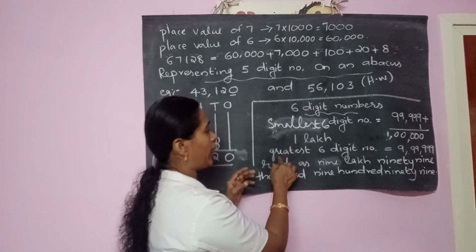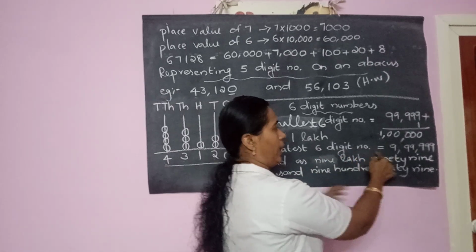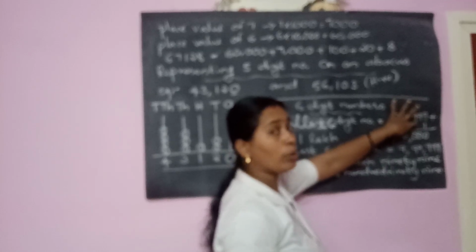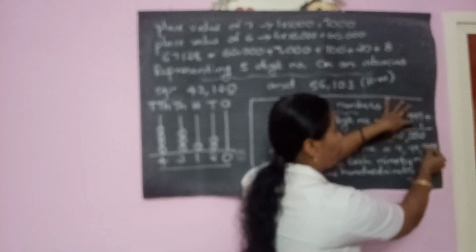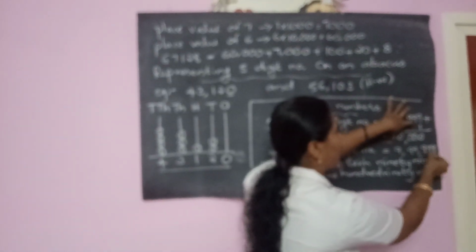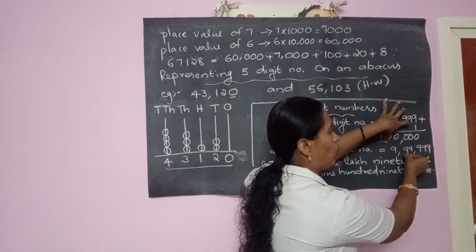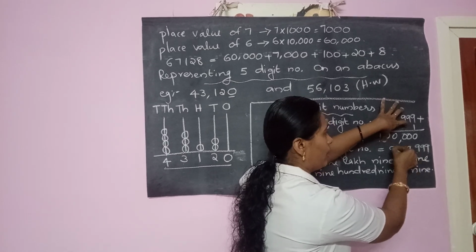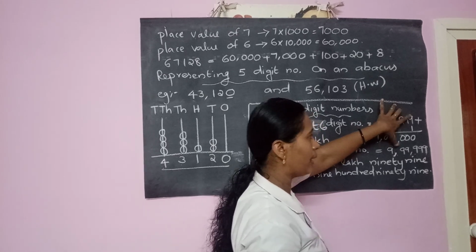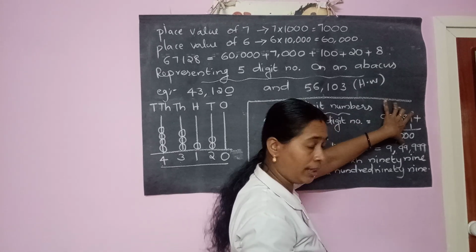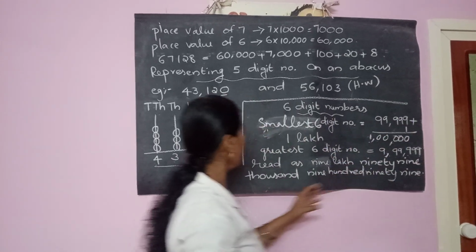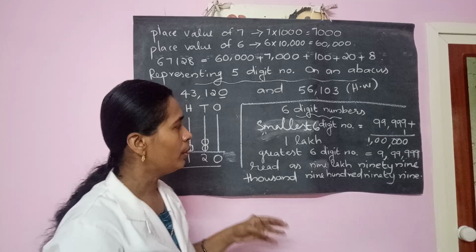Then in order to obtain the greatest 6-digit number, we can use 6 nines at a time. And how to read it? Teacher told you already. In order to read a number, we have to insert commas. First period, there are 3 digits. Second period, 2 digits. One place, 1 comma. Then comes this 9. So it is 9,99,999.